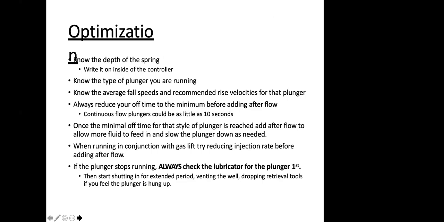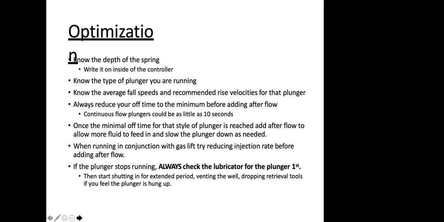Typically, if it's an on-site controller, some controllers actually have an input where you can put into the controller what that depth is. Some controllers don't have an input. Always write on the inside of the controller, on the panel, what that spring depth is, to give the lease operators a good idea of where they're coming from with their plungers. It's critical to know how far that plunger is traveling to determine how fast it needs to come to surface in minutes. You need to know the type of plunger you're running.